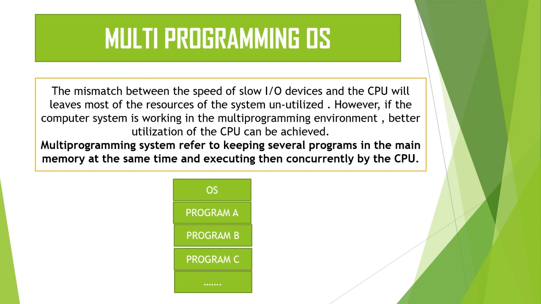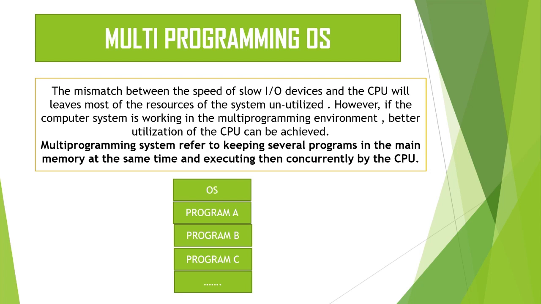Multiprogramming operating system. Because of the mismatch between the speed of the slow I/O devices and the CPU, many of the resources of the computer remain underutilized, because the CPU has to wait a lot for the slow I/O devices to finish their jobs. So it became a very tedious task to wait a lot for these I/O devices, and because of this, the CPU remains underutilized.